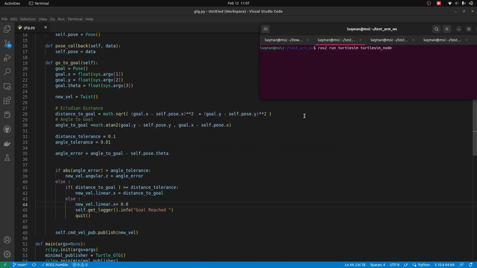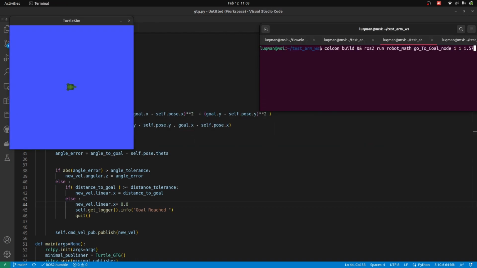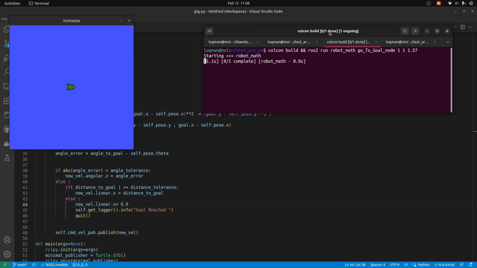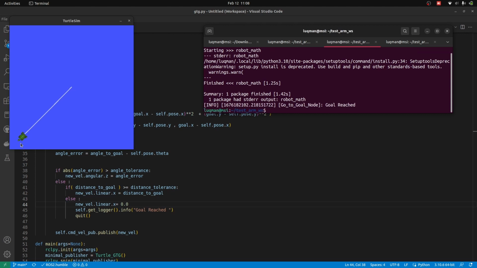So I think the code is all ready. Now let's perform colcon build and give goal to be 1 and 1.7. Now let's run it. Now robot has rotated and it is now going to start moving towards the goal. We can increase the refresh rate so it can move faster, or we can also add some proportional constants to our motion. It has reached the goal, it has now stopped.